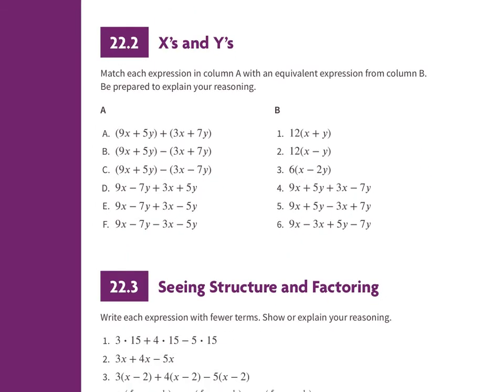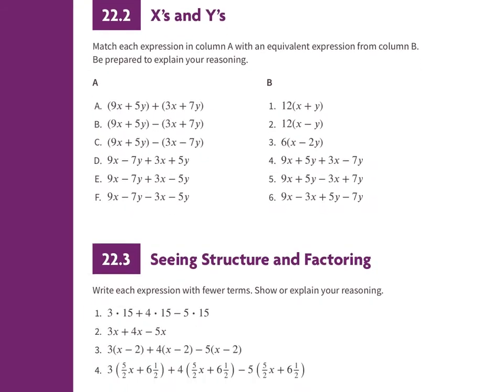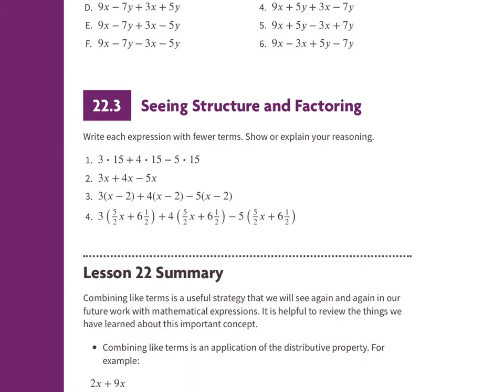All right, we're going to skip 22.2, and we're going to look at 22.3. Write an expression with fewer terms. Show or explain your reasoning. So we're just simplifying now. We're combining our like terms. So on this first one, number 1, they're all numbers, so we can combine this down into one answer, but we have to follow the order of operations. So there's no parentheses, there's no exponents, but there is multiply. So we're going to multiply that, we're going to multiply that, and we're going to multiply that.